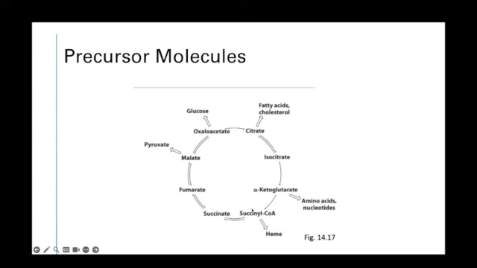Also important to know about the citric acid cycle is that it has what are called anaplerotic reactions. So the citric acid cycle can be replenished through those same molecules. So we can fuel in intermediates into different steps of the pathway to replenish, for example, oxaloacetate, alpha-ketoglutarate, succinyl-CoA, and fumarate. So in the same way that we can use different molecules as precursors, we can also fuel in different molecules.